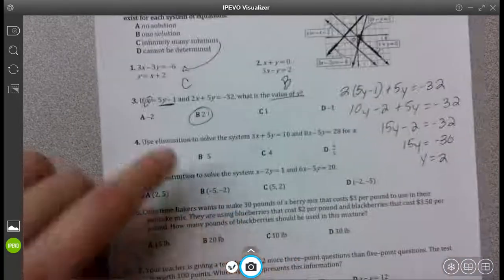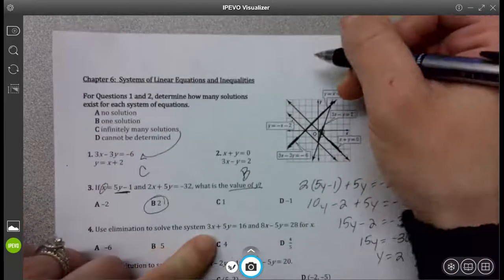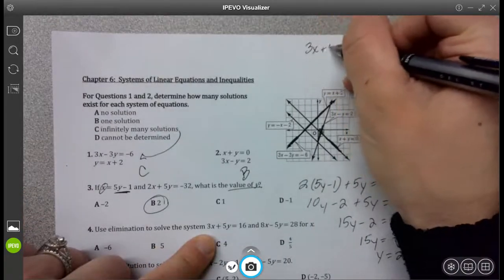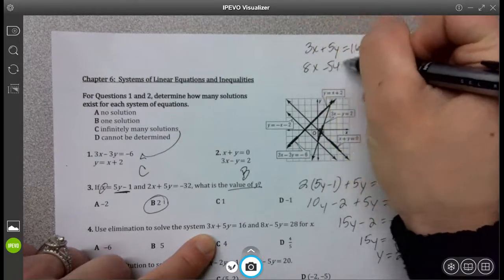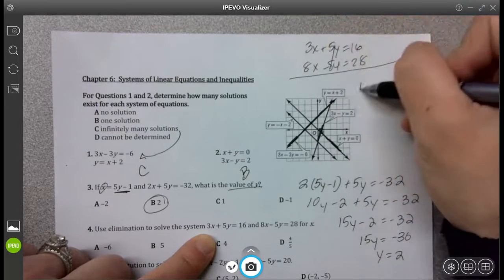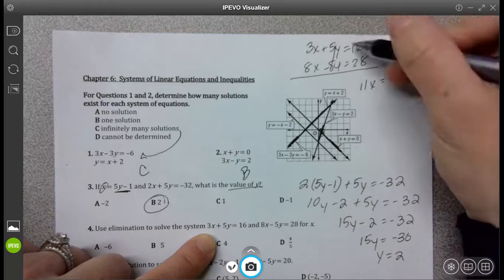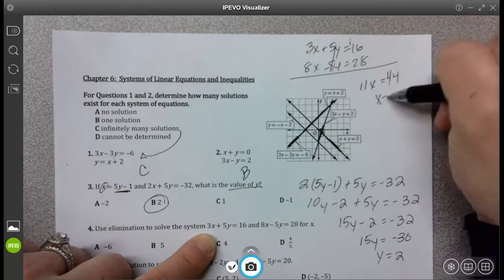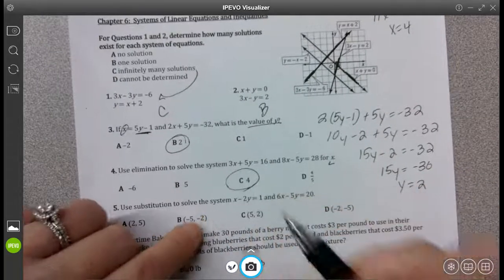Use elimination. We have 3x plus 5y equals 16. We have 8x minus 5y equals 28. We don't even have to do anything. These cancel, and we get 11x equals 44, so x is 4. It said to solve for x, so we got 4.